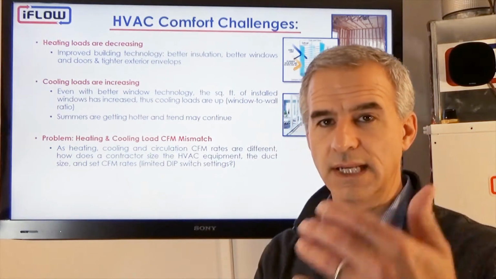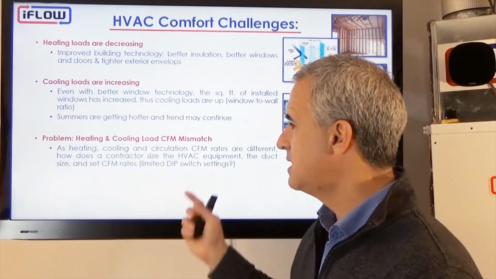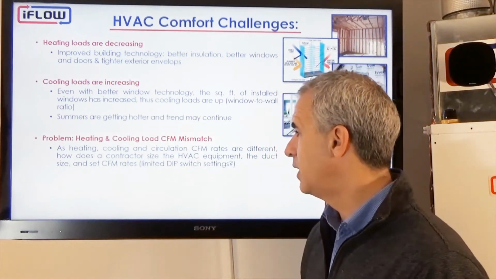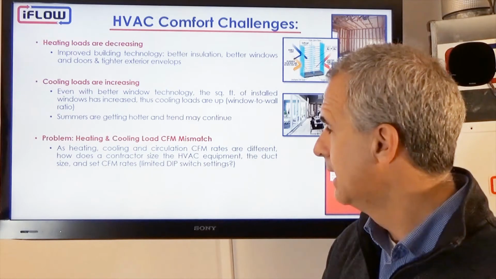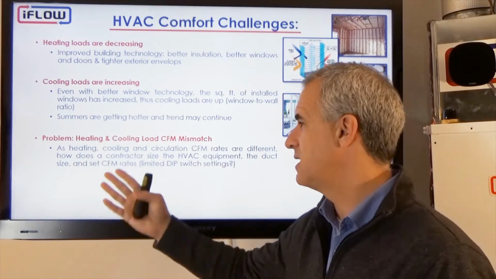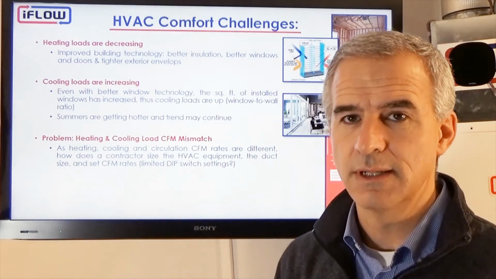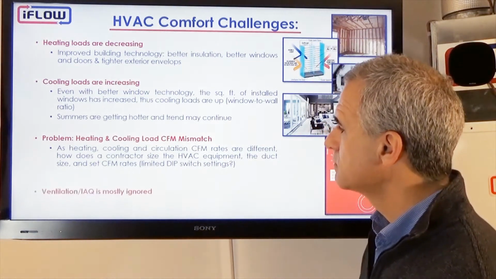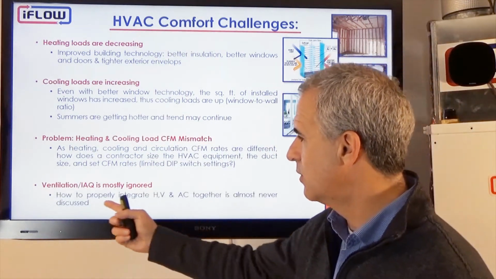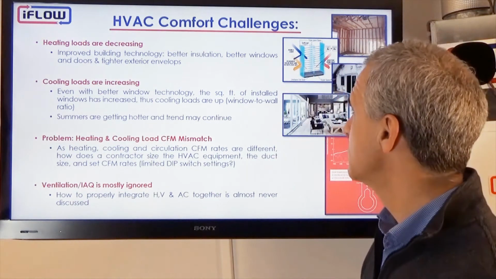and then we've got some circulation, more people are using their fans and circulating it regularly, we've got three different CFM rates. We've got a CFM rate for the heating, we've got a CFM rate for the cooling, and we've got a CFM rate for the circulation. All could be different. How are we going to size not only the equipment but the ducting, and then set those CFM rates on the equipment with limited dip switches and options for that. Then ventilation, so the V in HVAC unfortunately is almost always ignored, and how to properly integrate that is almost never discussed, unfortunately.